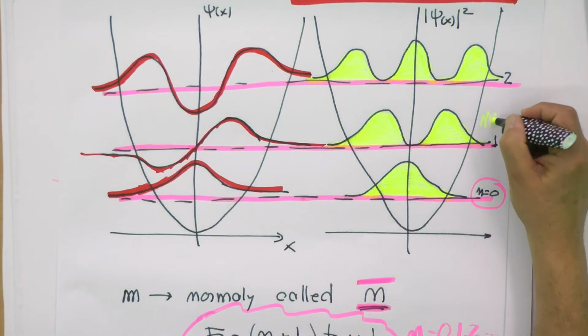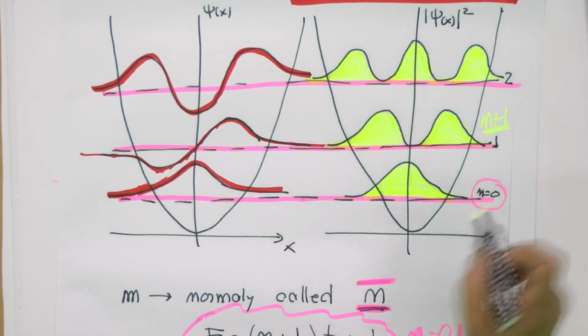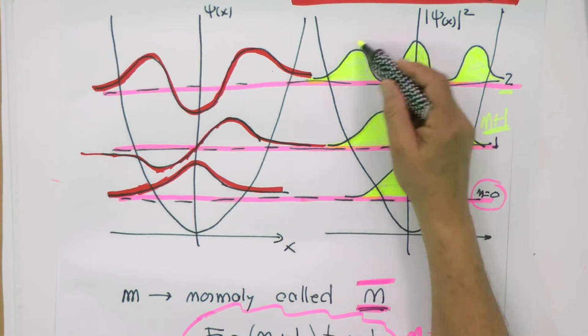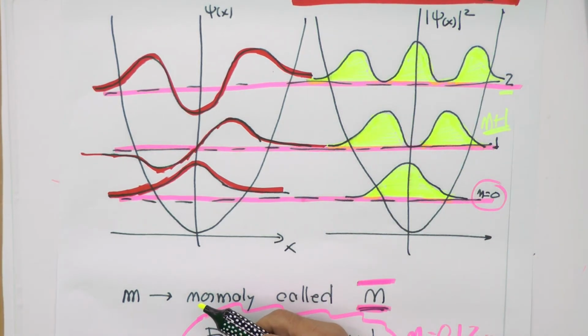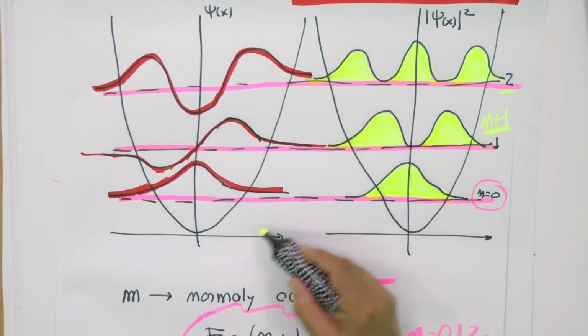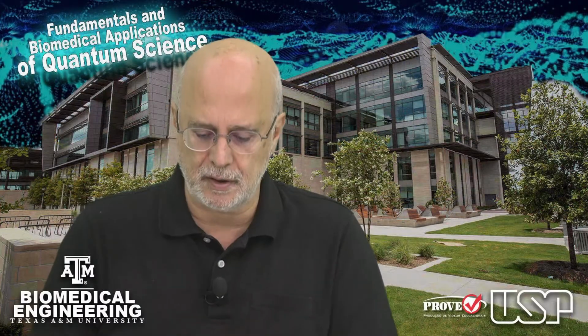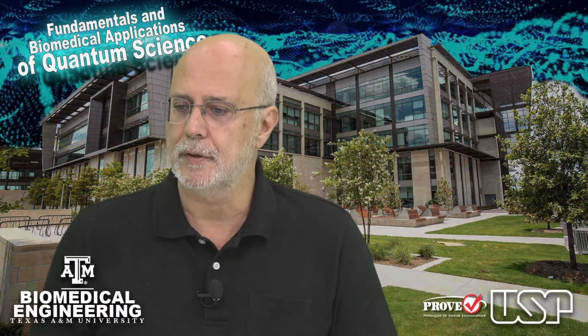N plus 1 is the number of bumps in this wave function. The valleys is n, but the bumps is n plus 1. And always it decays at large distance as a Gaussian. Gaussian is very important in this situation.